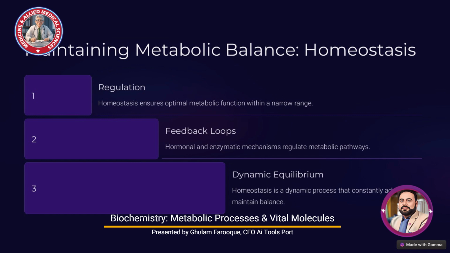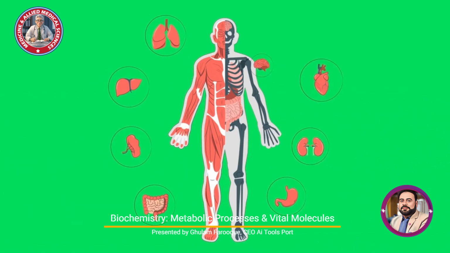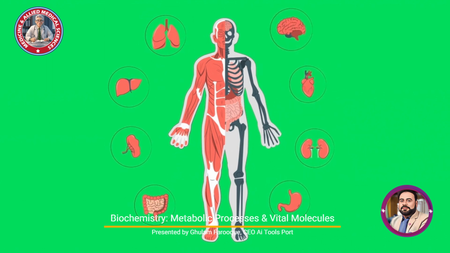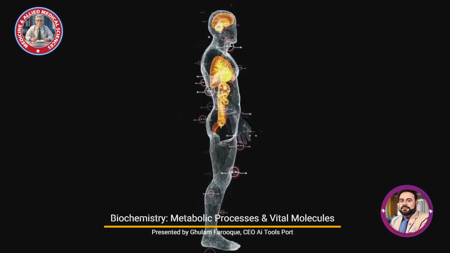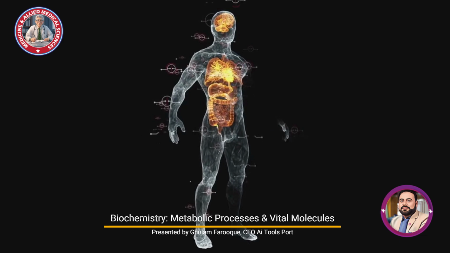The human body is a complex system that constantly works to maintain a stable internal environment despite changes in external conditions. This process is called homeostasis, and it is crucial for the proper functioning of all biological systems. Homeostasis involves several mechanisms of regulation, feedback loops, and dynamic equilibrium to maintain balance in various physiological processes.